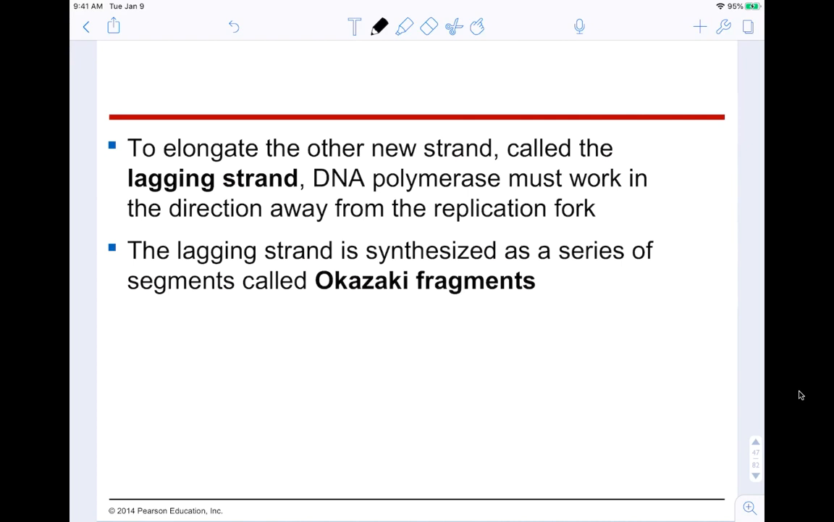And these chunks are called Okazaki fragments. And it's really cute that Okazaki is the last name of the husband and wife scientist that discovered them.